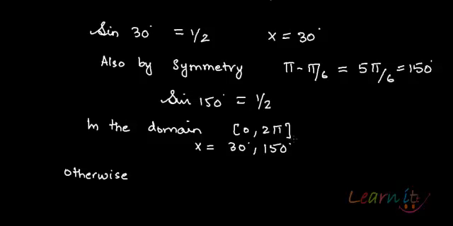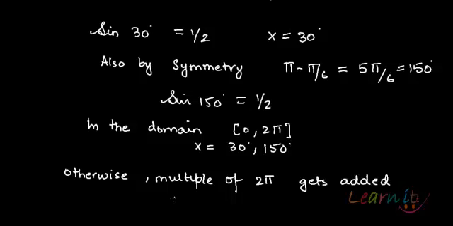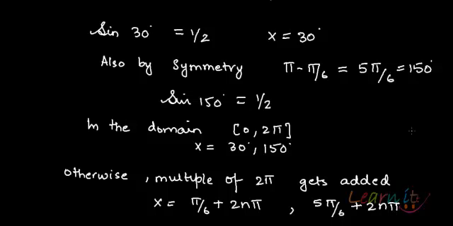If you are given a restricted domain 0 to 2 pi, this will be the answer, and otherwise, in case your domain is the complete R, a multiple of 2 pi gets added. So your x will equal pi by 6 plus 2n pi and 5 pi by 6 plus 2n pi. Okay, so these are the values of x which satisfy the equation given to us, 2 sin x minus 1 equals 0.